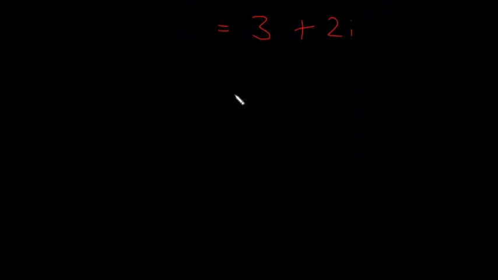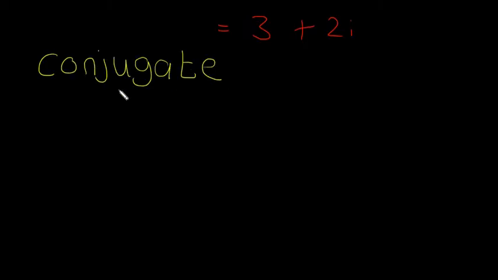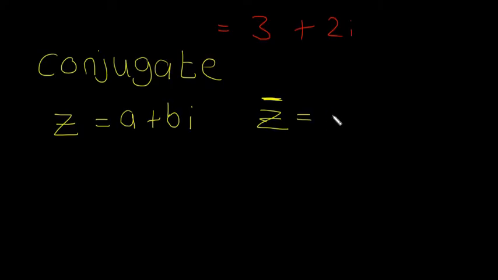Next one, we're going to look at, well, before we look at the next example, we're going to actually define something called the conjugate. Okay, so this is really important in complex numbers. So if z is equal to a plus bi, remember that's the form we normally write complex numbers in, then the conjugate of z, z bar, so it has a little bar on top of it, is equal to a minus bi.